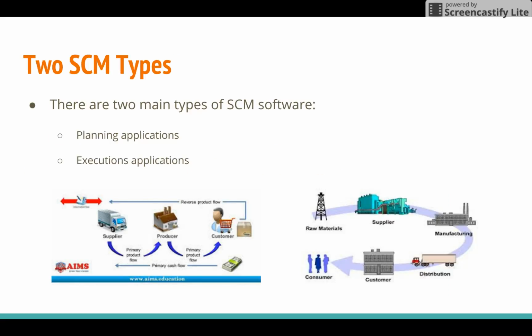So there are two main types of supply chain systems. The first is a planning application. Planning applications use advanced algorithms to determine the best way to fill an order. The second type is an execution application, which tracks the physical status of goods, the management of materials, and the financial information involving all parties. Some SCM applications are based on open data models that support the sharing of data both inside and outside the enterprise.